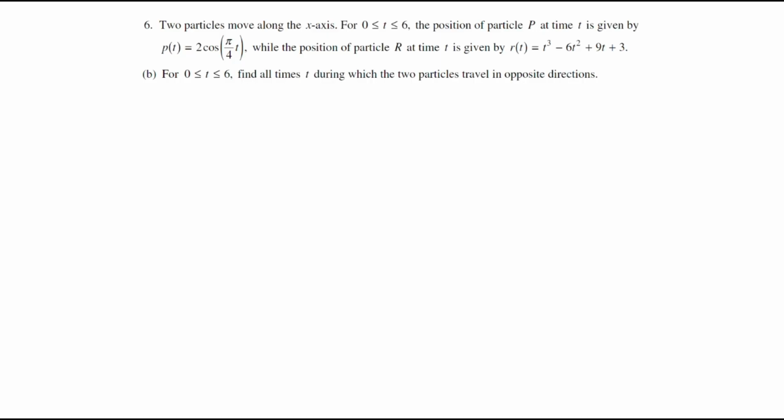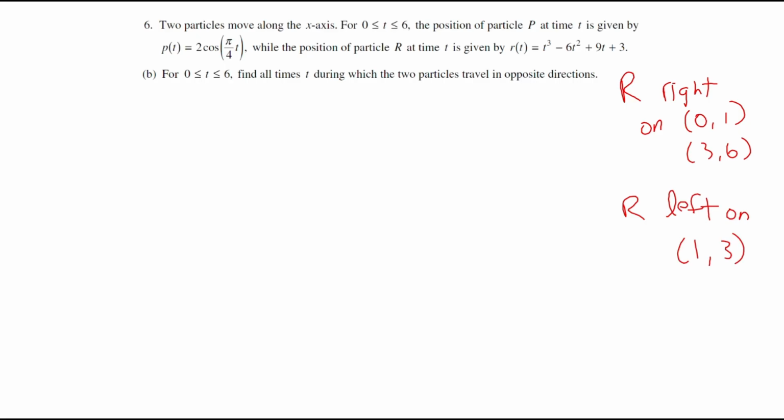For part B, it wants us to find all times t when the two particles travel in opposite directions. So we already know which direction r is moving, right? We'll put this off to the side: r is moving right on 0 to 1 and from 3 to 6, and r is moving to the left on 1 to 3. So we'll make a little note of that, just so we've got that off to the side while we work on particle p.